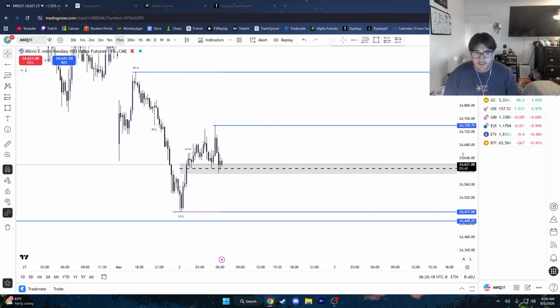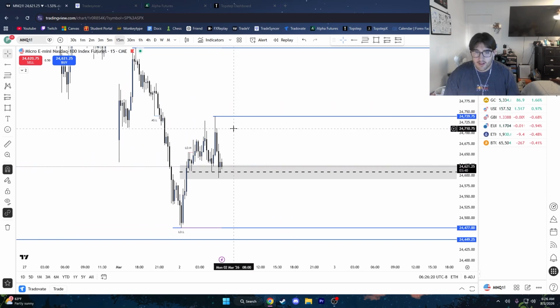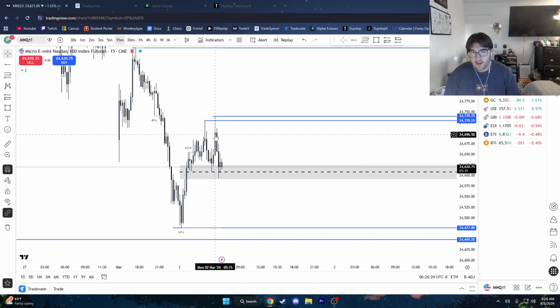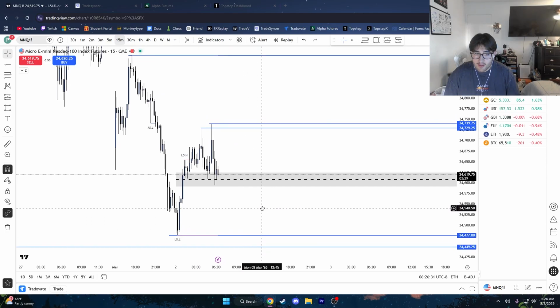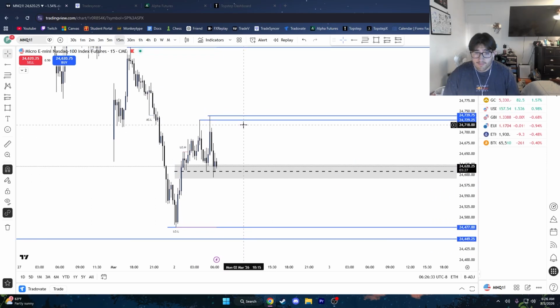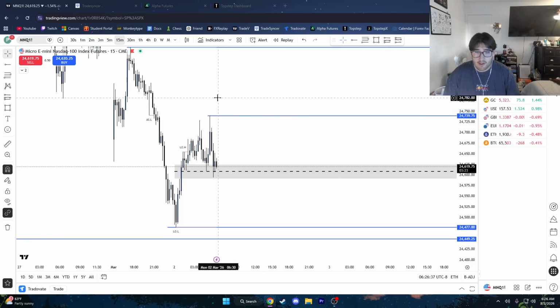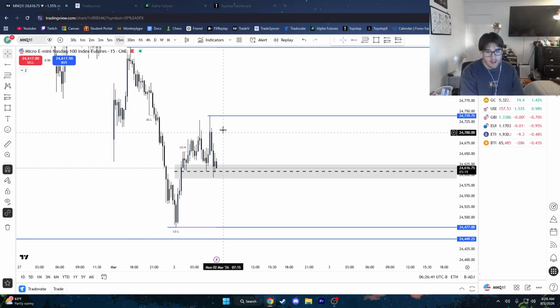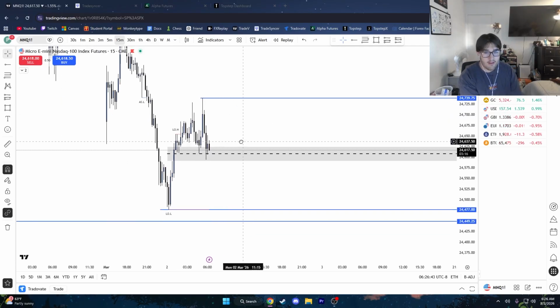Let's go to 15-minute. Let's analyze structure. So we swept this high right here. Pre-market open. So I wouldn't be surprised if we just dump. Yeah, let's see what happens. What we want to see is just displacement towards our draws on liquidity. And that's about it. Just simple as that.